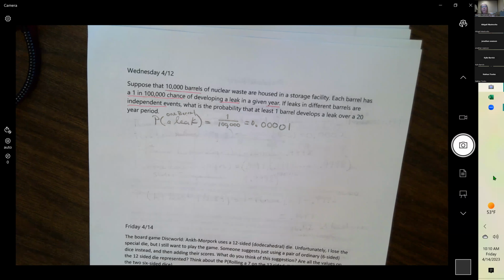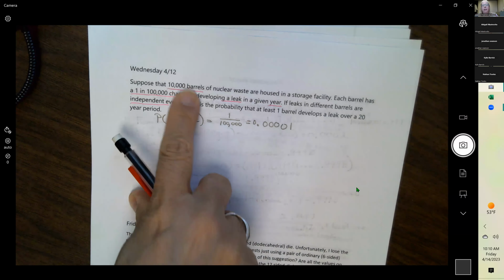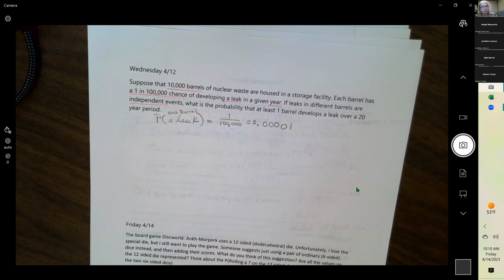So that's the probability of barrel leaks. Now we want to find out at least one barrel in 20 years. So we'd have to see one barrel and then we'd have to do 2 barrels. Then you got all the different barrels because there's 10,000 of them. It's a lot of different possibilities.